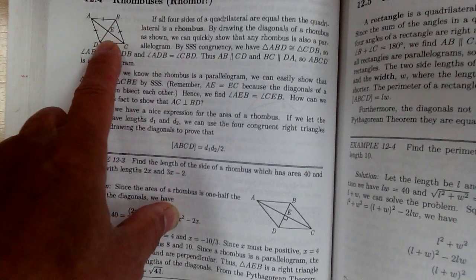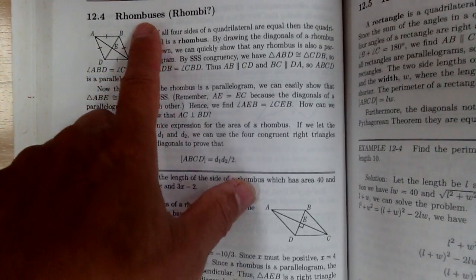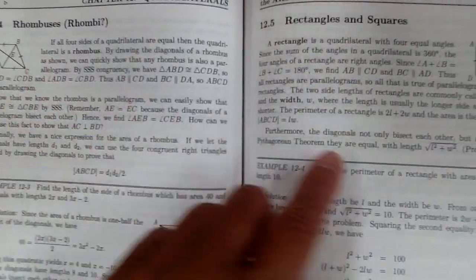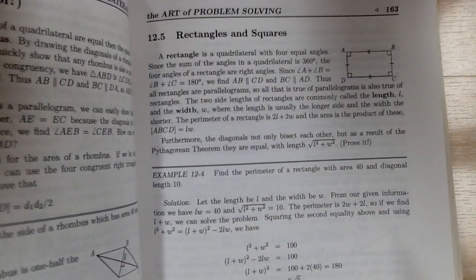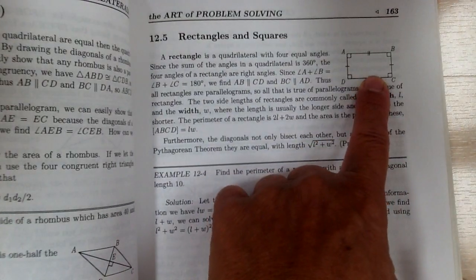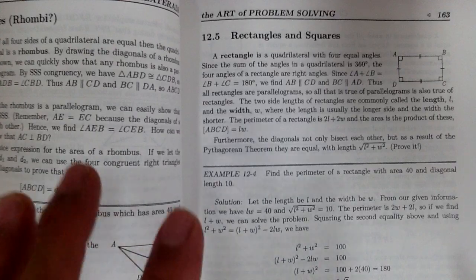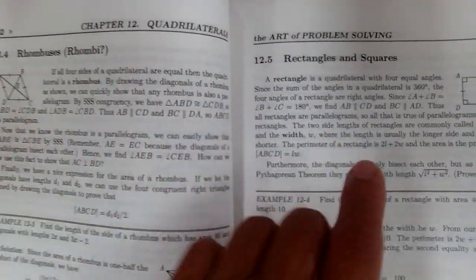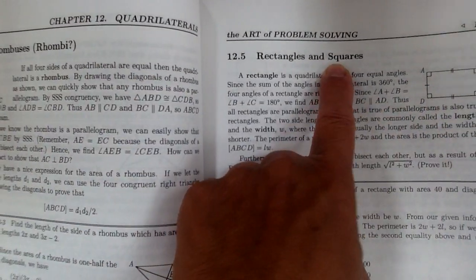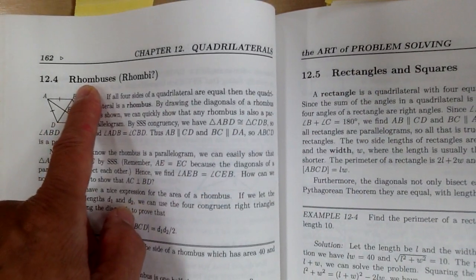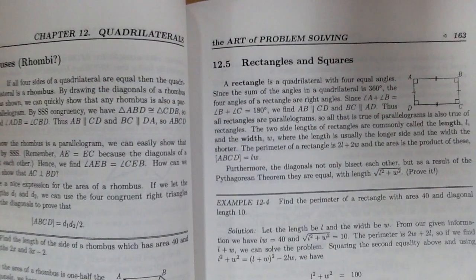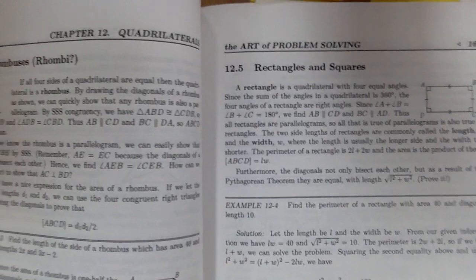So again, this is a parallelogram, but with all four sides congruent, it becomes a rhombus. But if all four angles are congruent, then it's a rectangle. Now, if all four sides are congruent and all four angles are congruent, then it's a square. So if you combine the characteristics of a rectangle and a rhombus together, you get a square. Okay, so it's more and more refined.